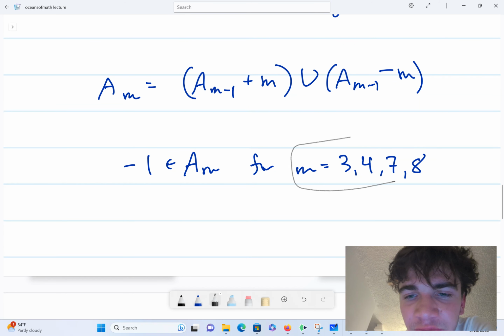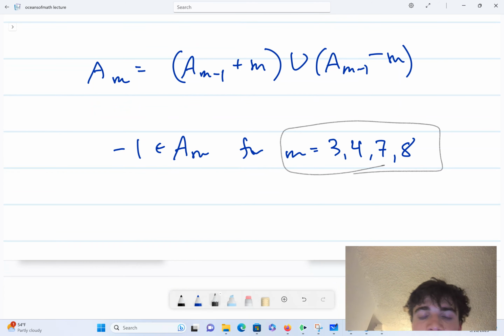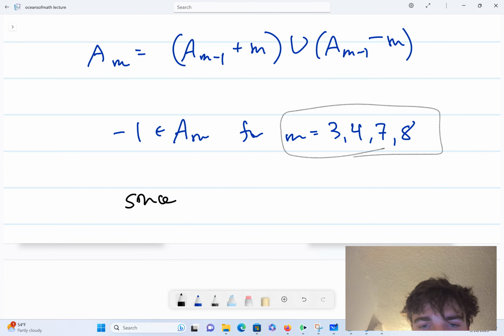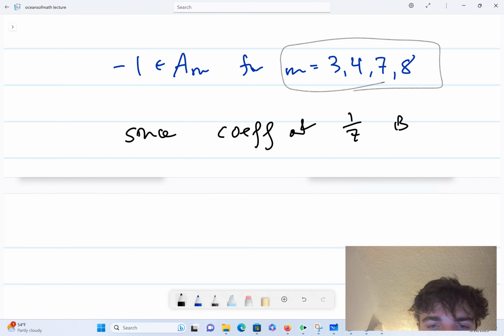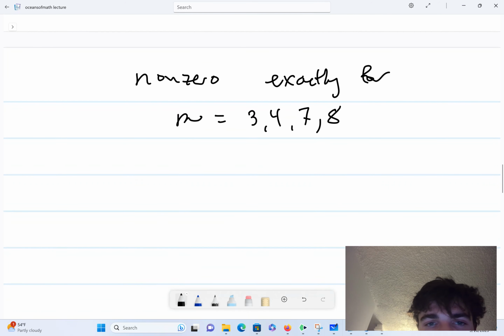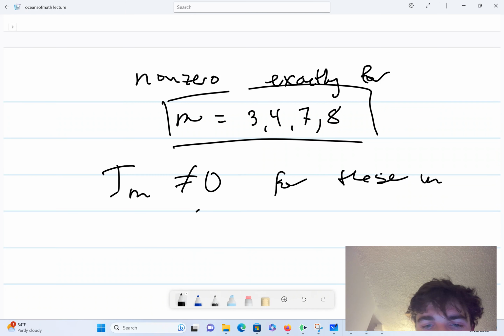You can verify this by hand or using the logic that I basically hand waved around. But the point is that since the coefficient of 1 over z is non-zero exactly for m equal to, sorry, not 2, 3, 4, 7, and 8, we know that this is our solution. So I_m is non-zero for these m, and that's by the residue theorem.